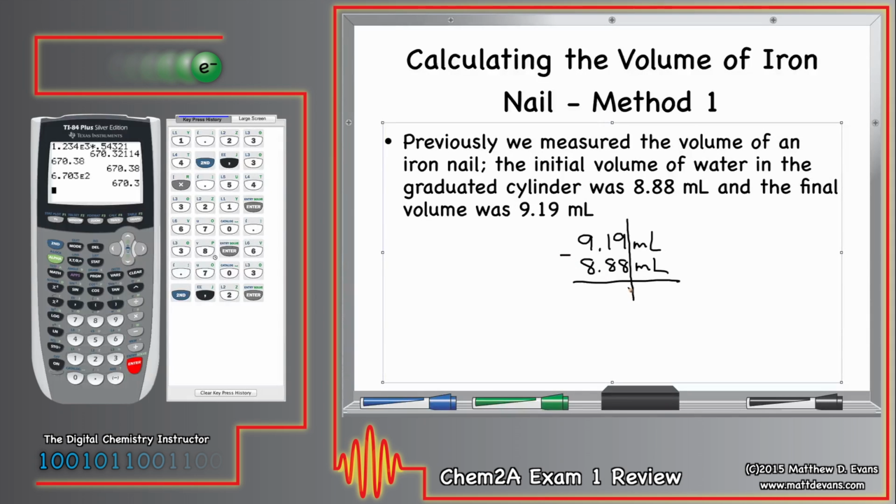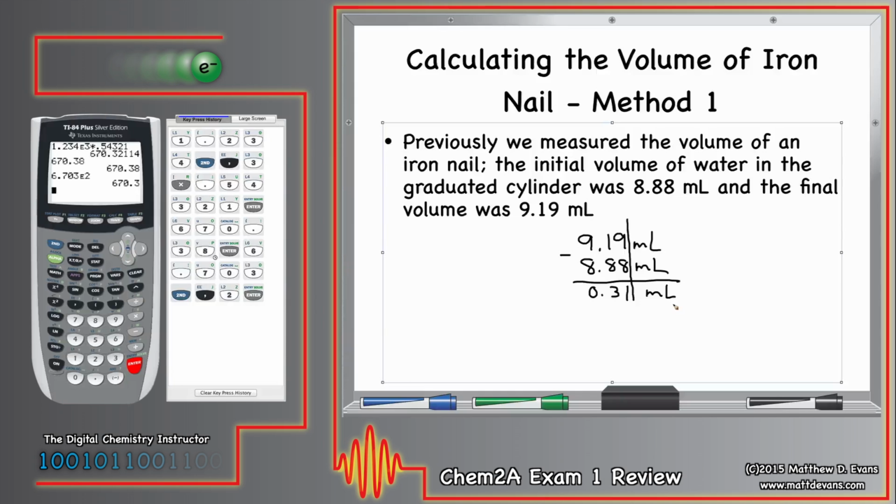So let me just do this really quickly. So this is 0.31, and there's no digits right here, so that's the easy part. But nonetheless, this is 2 sig figs, despite the fact that we started with 3 sig figs. Remember, the rules are different for difference calculations, and that's it. So that's the volume of the nail as we determined by the graduated cylinder.